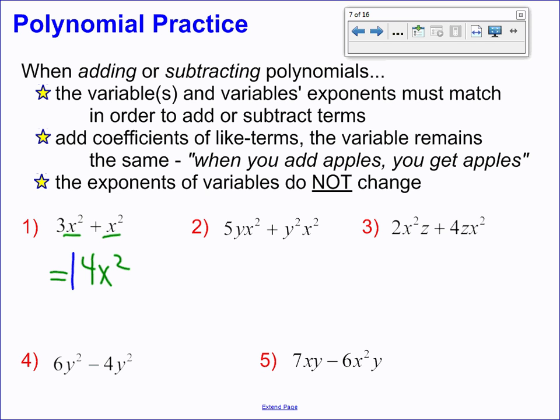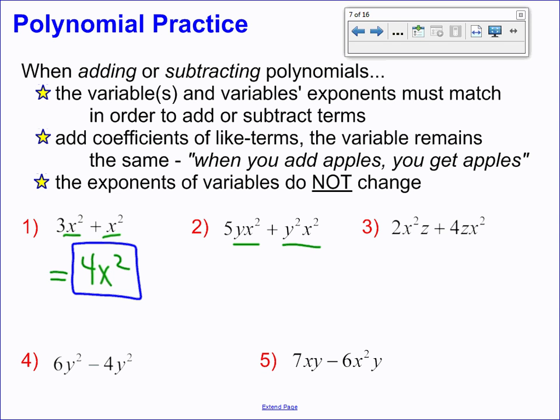Take a look at the second one. In number 2, 5yx squared plus y squared x squared. These are not like terms because this yx squared term and this y squared x squared term don't have the same exponents on each of the variables. They both have y's and x's, but they're not like terms because that first term, 5yx squared, doesn't have a y squared. So I cannot combine it through addition and subtraction.